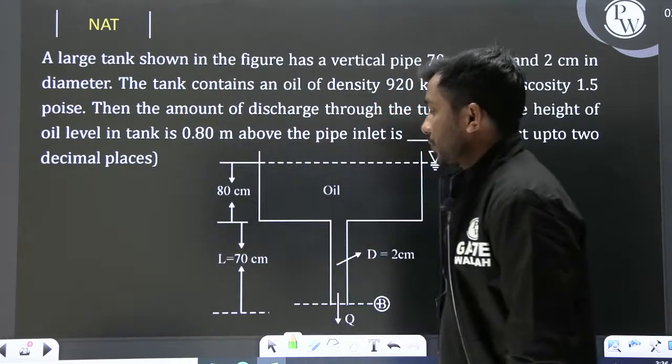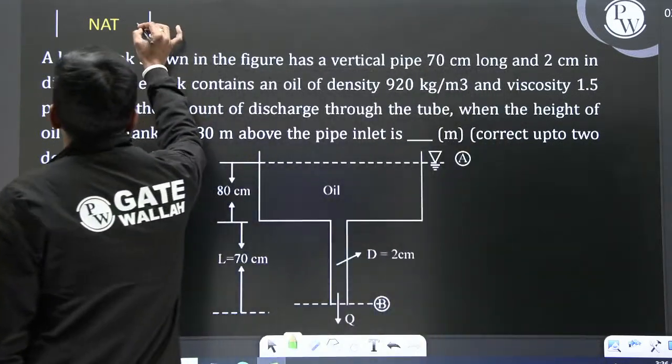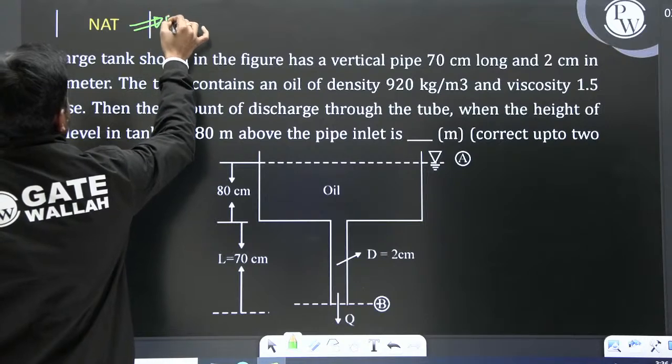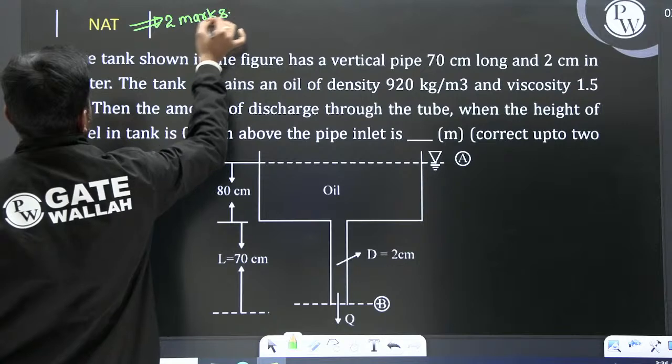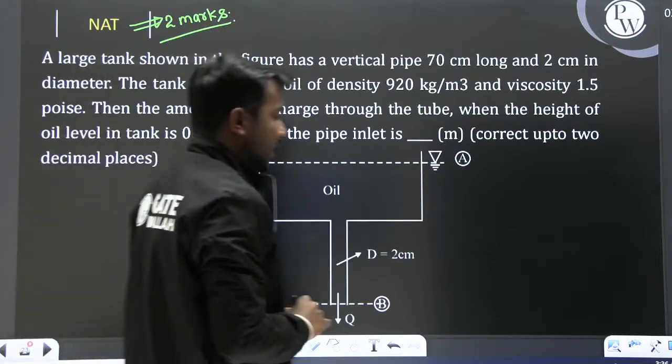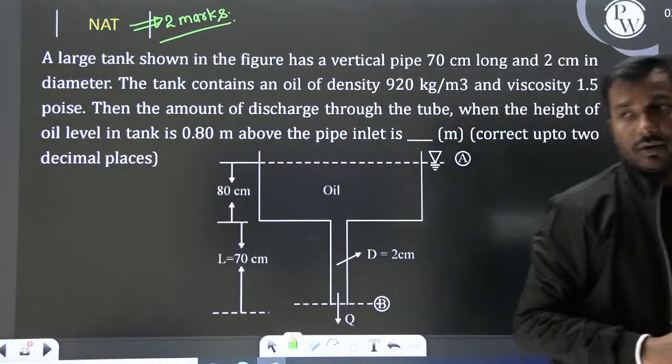So please read the question, and it is a NAT type of question. Read the question carefully. What is it saying?